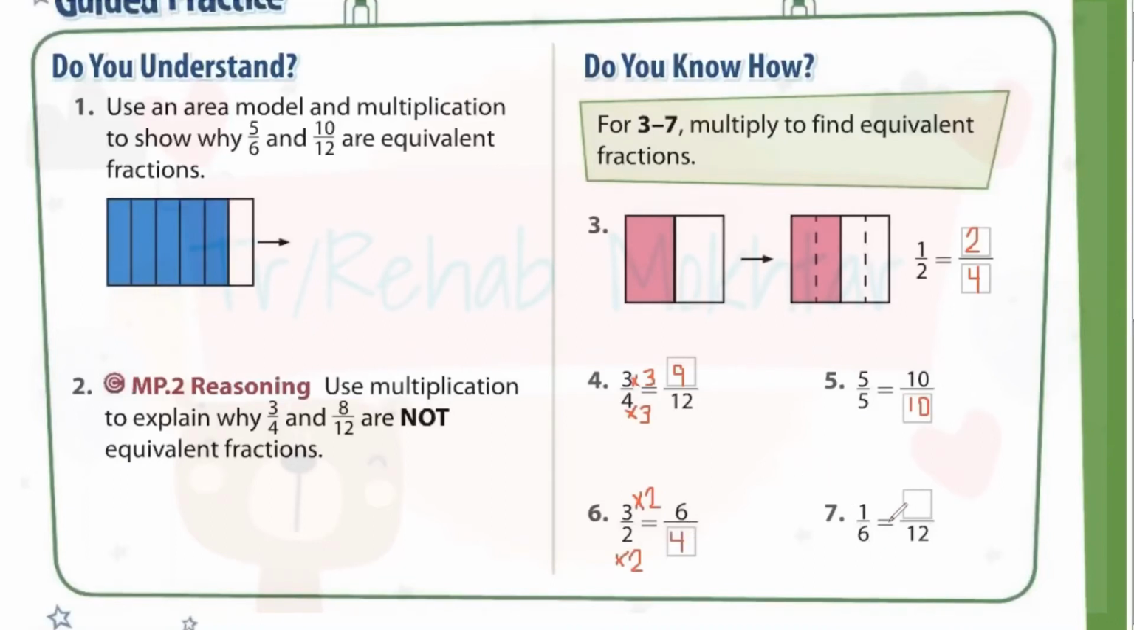1 out of 6 equals what out of 12? 6 times what equals 12? 6 times 2, 12. 1 times 2, 2.